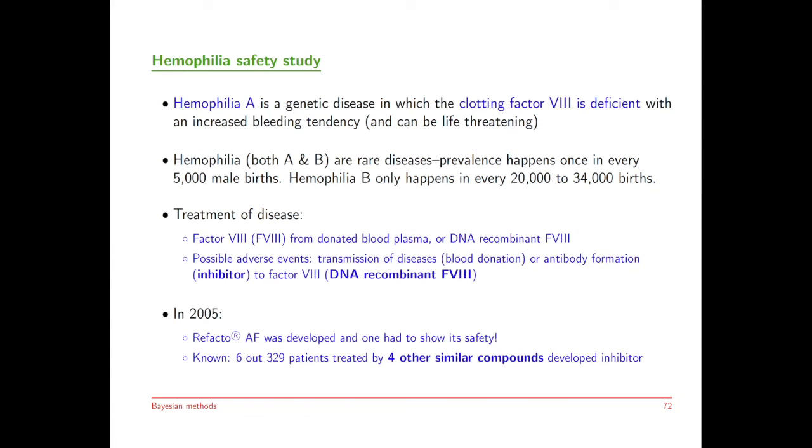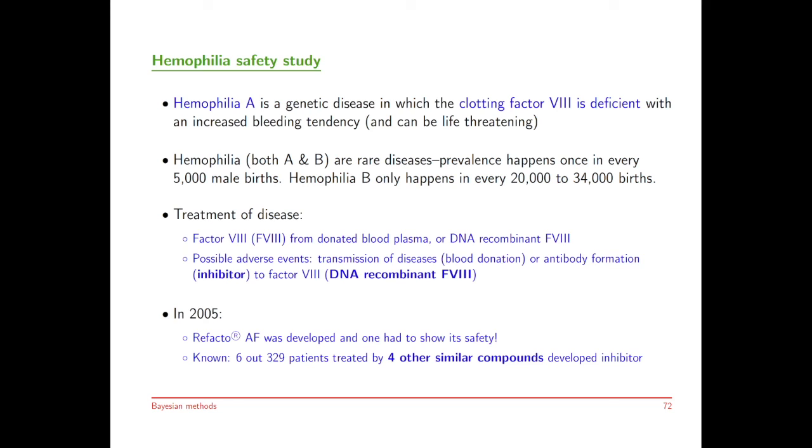This is the hemophilia safety study. Hemophilia A is a genetic disease in which the clotting factor 8 is deficient with an increased bleeding tendency, and that can be life-threatening. Both are rare diseases. The treatment of the disease can either use donated blood plasma or DNA recombinant factor 8. But both have adverse events. The first, blood donation, can lead to transmission of diseases. The second can lead to the development of inhibitors.